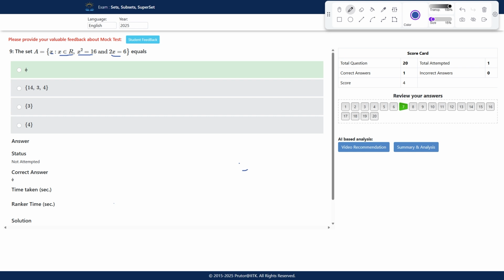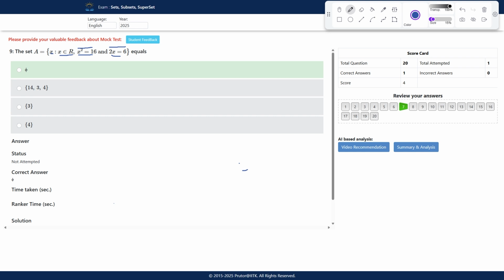The approach is very simple. You have to solve for these two given equations first of all. So if you solve for this, you will get x is equal to plus minus 4, and from here you are getting x as 3. Yes? And you are not getting any x which satisfies both of the equations. We want both of the equations to be satisfied.